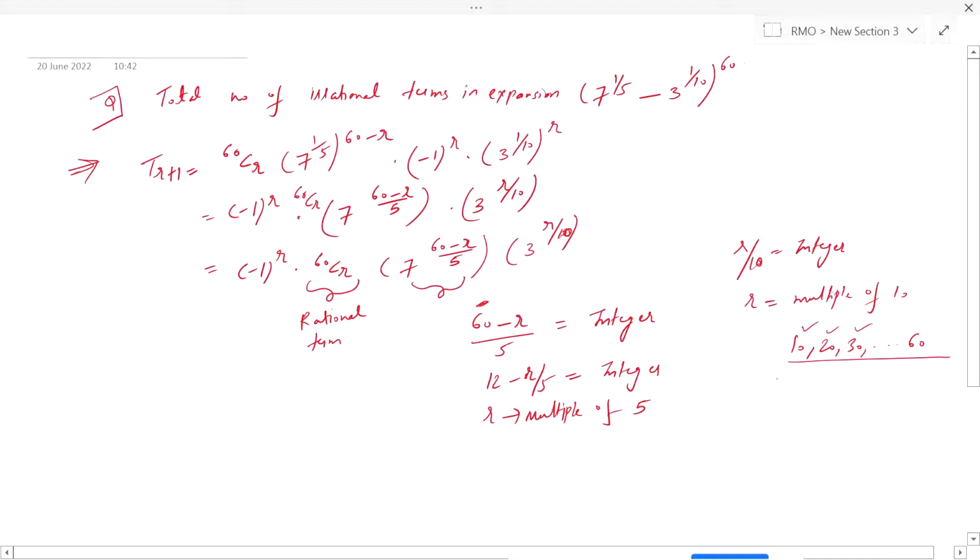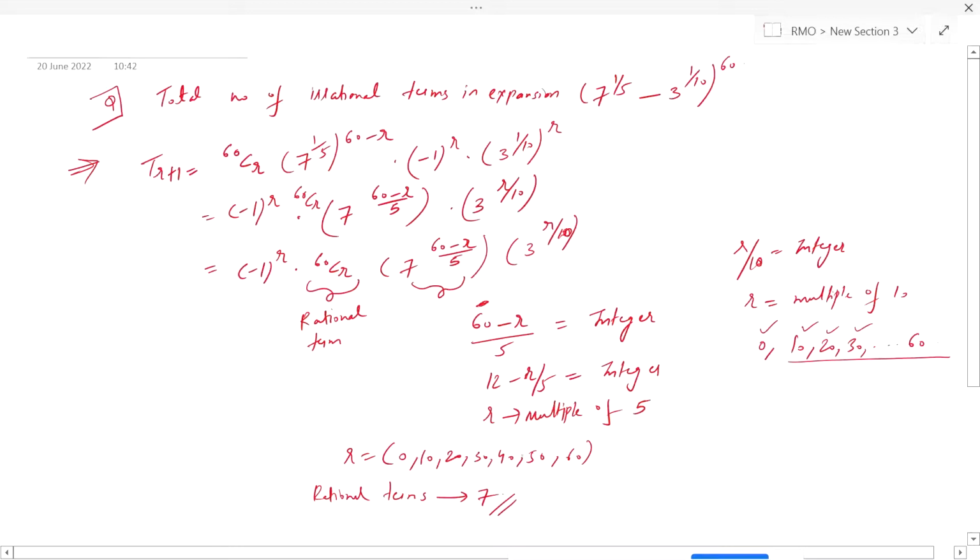So how many terms? r will be 0, 10, 20, 30, 40, 50, and 60. Clear? So how many terms? 1, 2, 3, 4, 5, 6, 7. r can also be 0, and 60 also. 0 will also be there. So the number of rational terms will be 7.